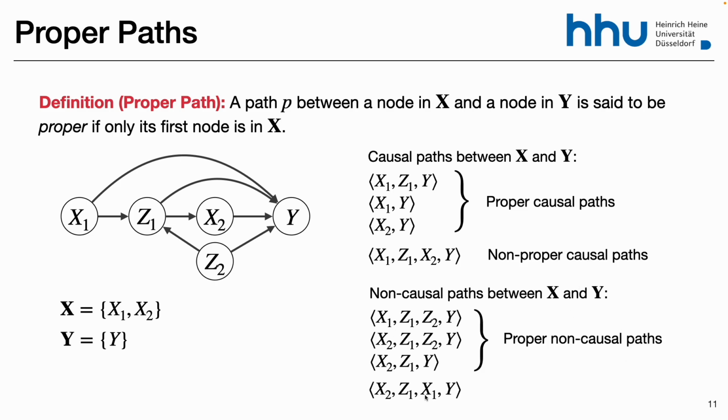And the last one, X2, Z1, X2, X1, and Y, is a confounding path, and there is a variable in the middle that is part of X, so it's not proper. Okay.